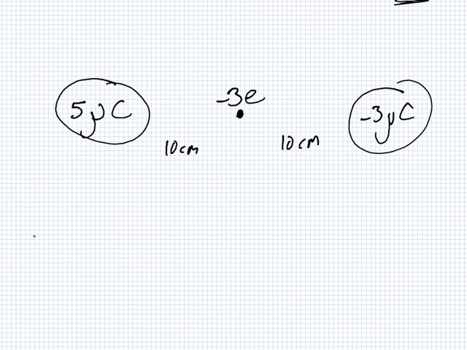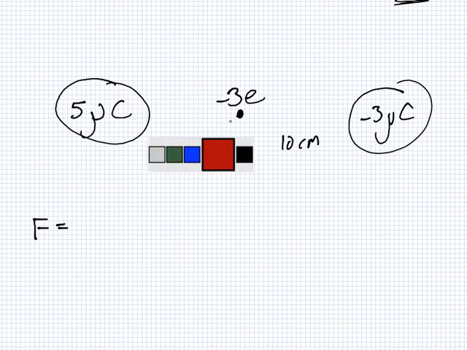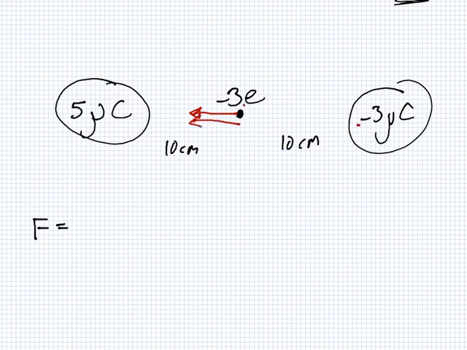The force. Okay. So, there's two forces acting on this. Because this is negative and this is positive, there'll be a force to the left. And because this is negative and this is negative, there'll be a force to the left. So I'll write that as F to the left, because it's attracted to the positive and it's repelled from the negative.